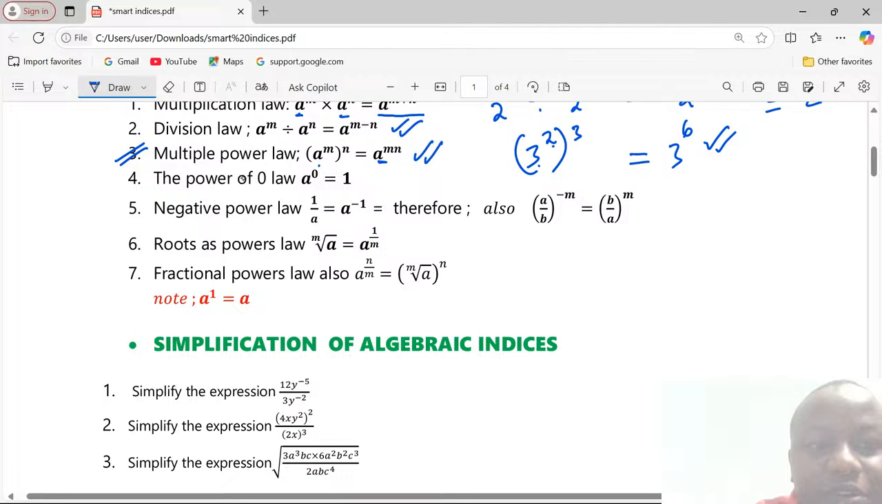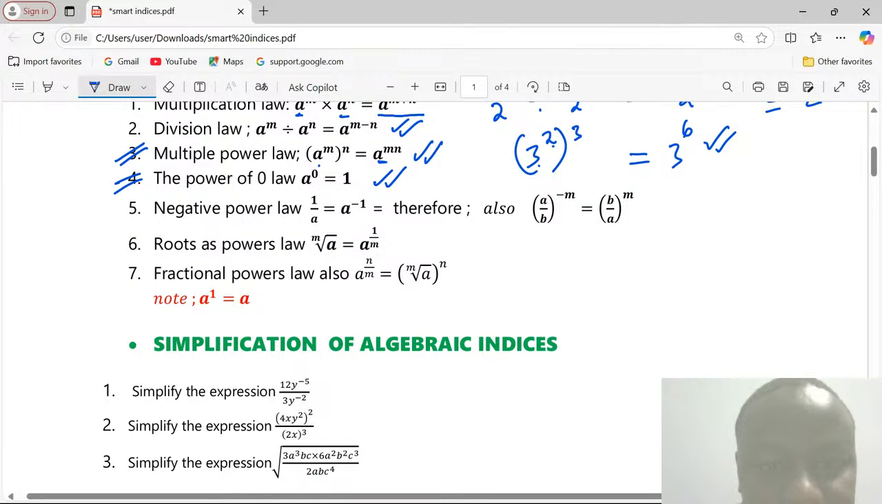Then the zero index, or the power of 0 law. The zero index says that anything raised to power 0 is usually 1. Any number, any base to power 0, it should give us 1. I will show you how such a law is applied in several questions.